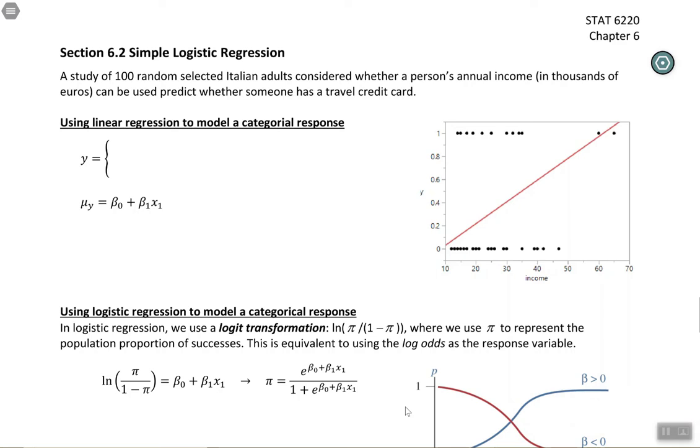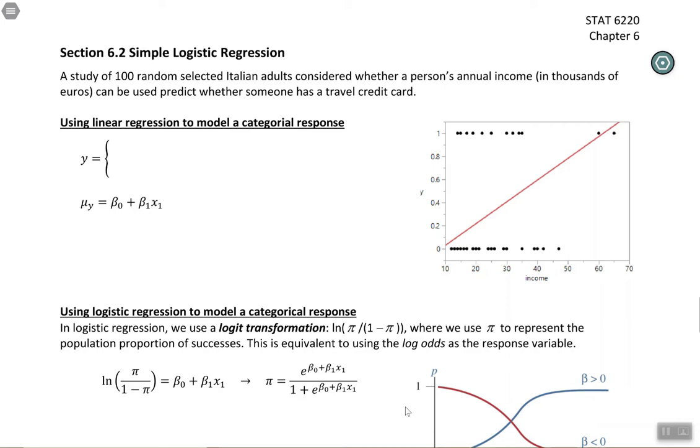Chi-squared tests that we learned in the previous section are somewhat limited because they only allow for one explanatory variable, and the explanatory variable has to be categorical. So what if you have a quantitative predictor, or if you want to include more than one predictor in the same model? Logistic regression is going to allow you to do that.